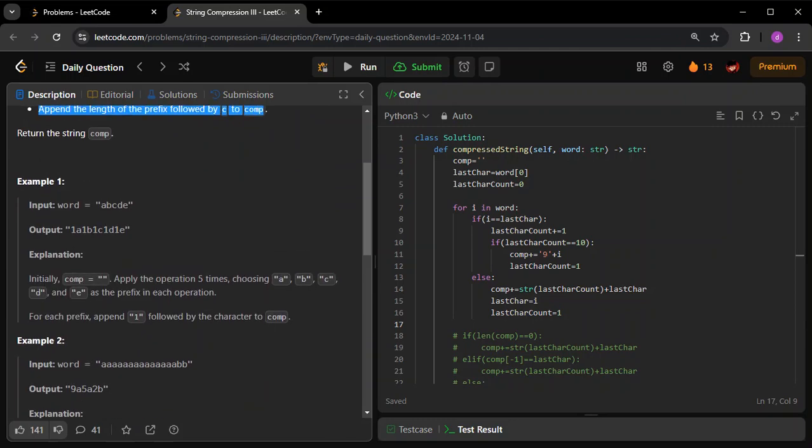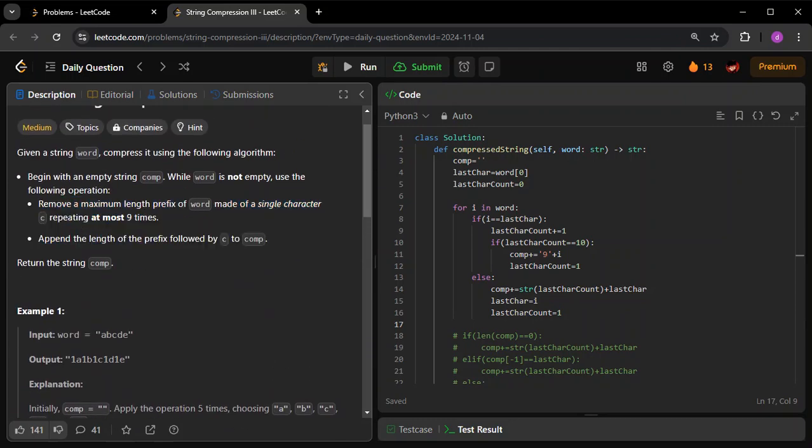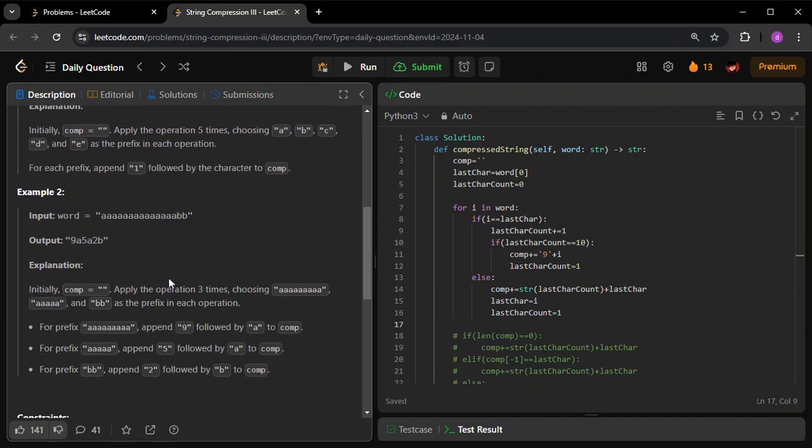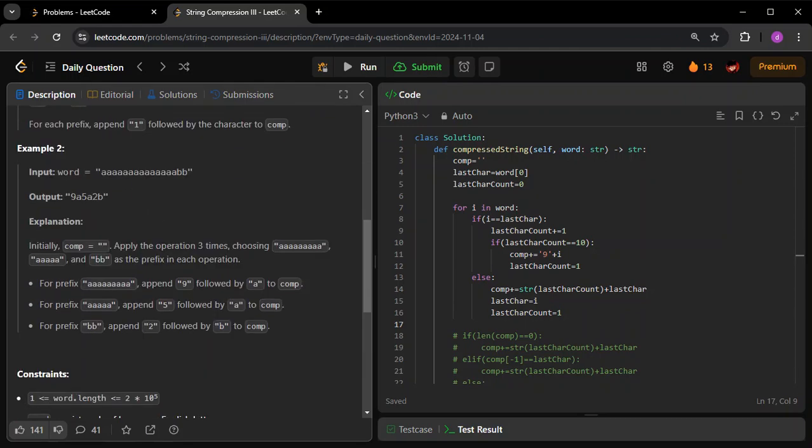So what they're trying to tell here is, yeah, this is something important: at most 9 times. We'll see this first. What is happening is, in this case, the number of A's, if you count, you'll get to know that it is 9 plus 5, which is 14. There are 14 A's present, but at most we can keep only 9 A's at a time. So what we have to do, first write 9 and then A, which represents there are 9 A's together. After that, write the remaining number of A's. In this case, there are remaining 5 A's.